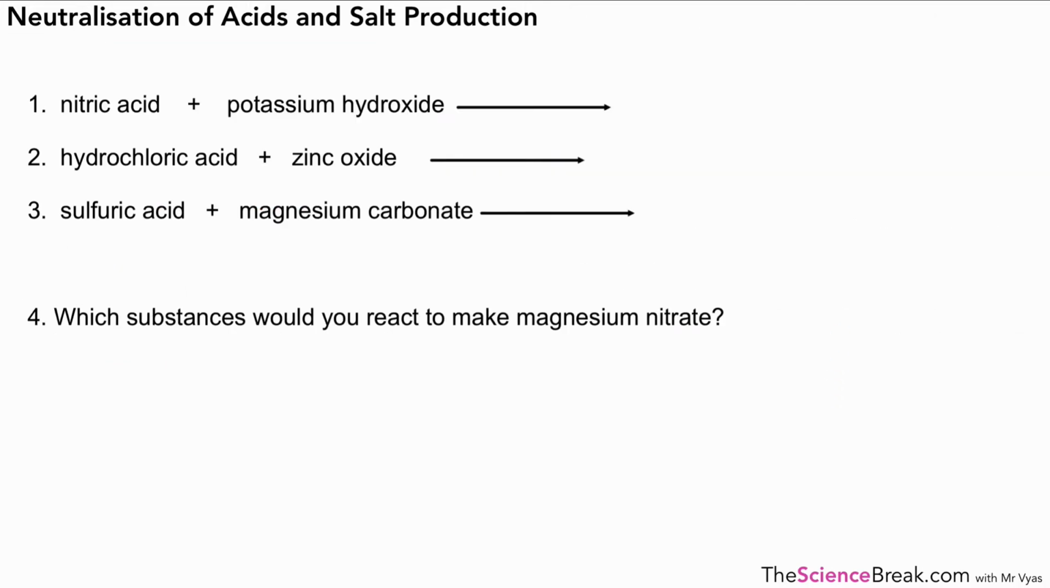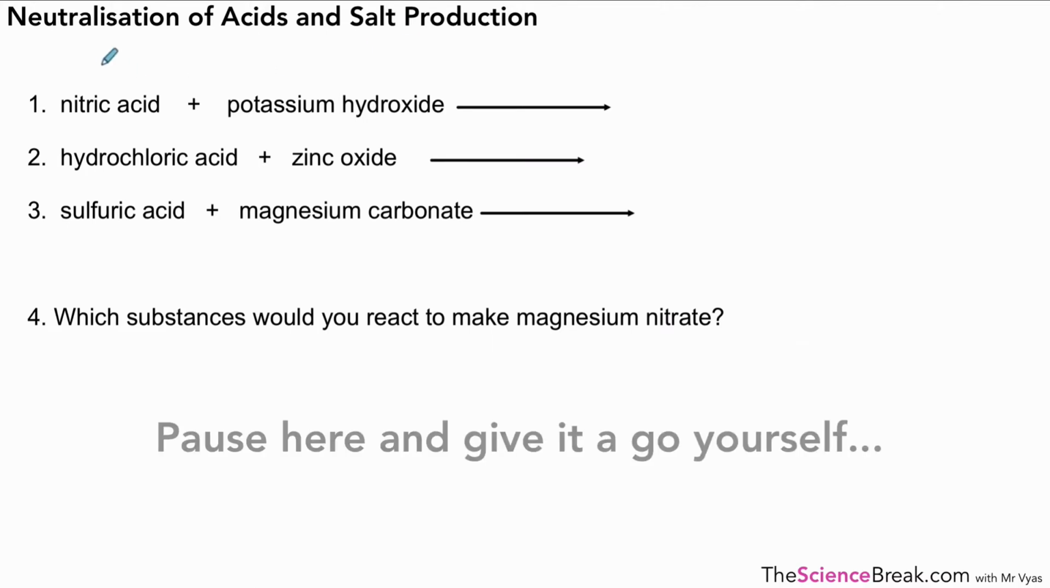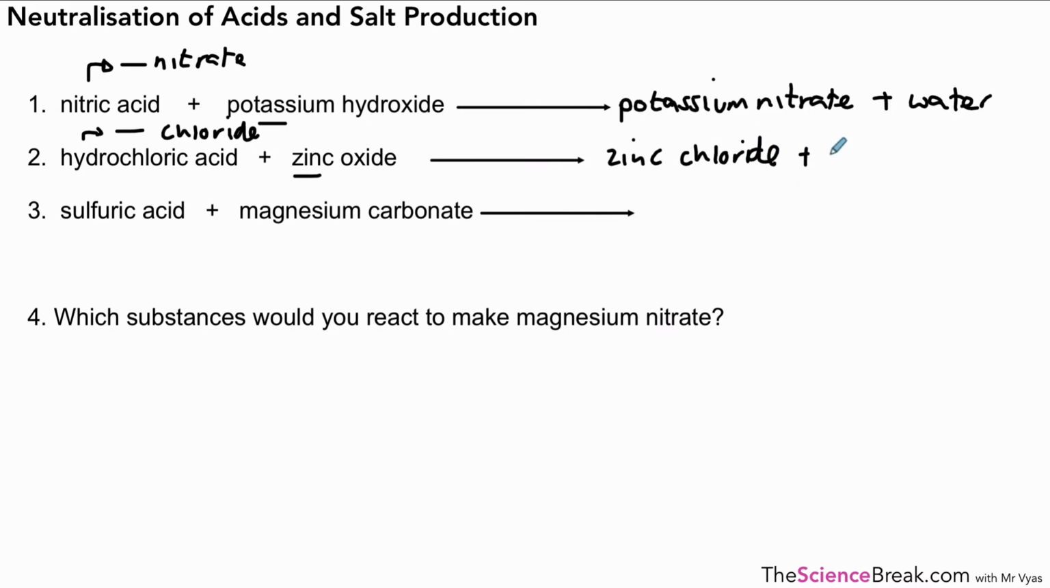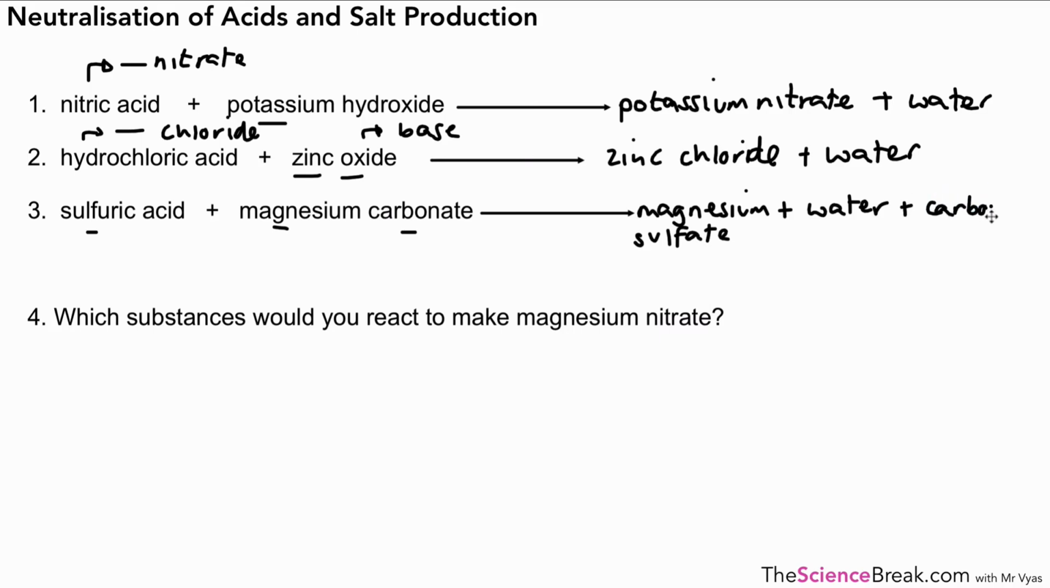Now what we really need to be able to do is to work them out or do the predictions without the help of those two blue boxes. So for our first one, we've got nitric acid. We know that makes nitrate. And we've got potassium hydroxide, so we're going to have potassium nitrate plus water. For our second one, hydrochloric acid makes chloride, and we've got the positive ion of zinc. So that is zinc chloride and water. Remember, zinc oxide is a base. And for the last one, it's magnesium carbonate, so we're going to get magnesium sulfate. And then the other two products are water and carbon dioxide. Okay, so hopefully you would have paused and had a go at those.